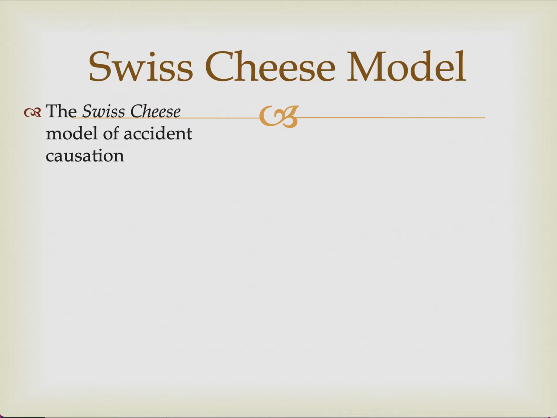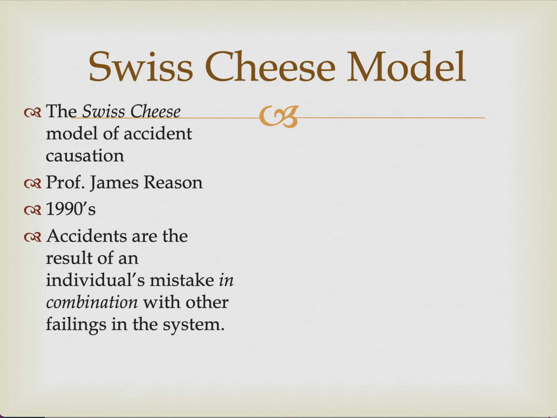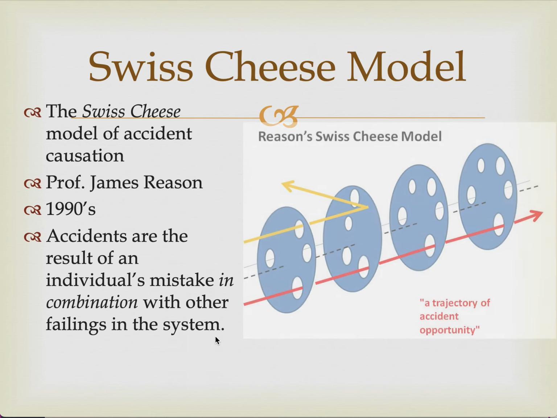And let's jump forward into the 90s here. We got the James Reason Swiss cheese model of accident causation. Basically, he came out with not just how things work together, but he started looking at the accidents themselves and how accidents are the result of an individual's mistake in combination with other failings in the system. So again, we start to see the word system there. This is a system that failed.